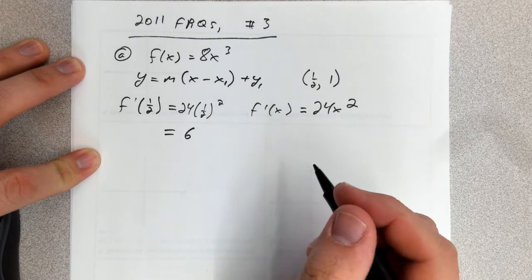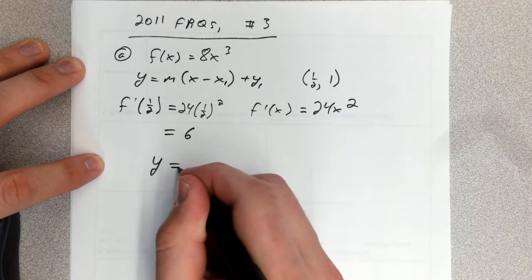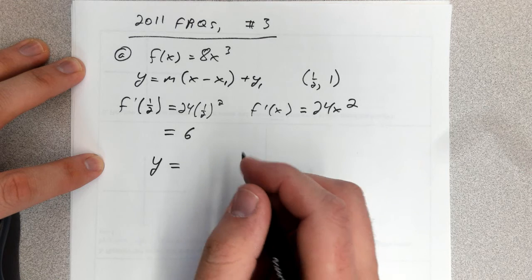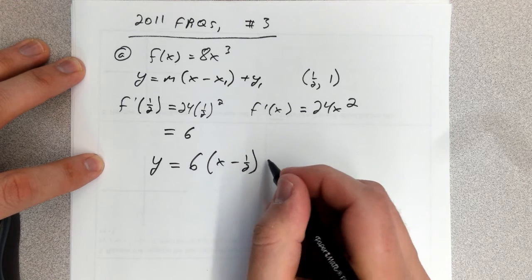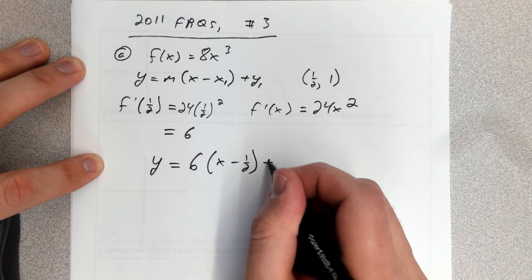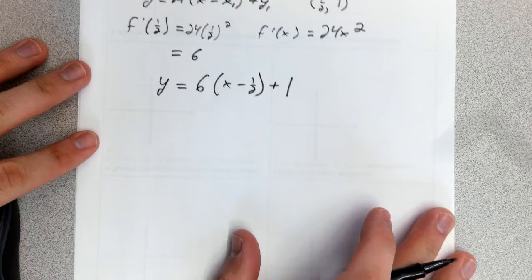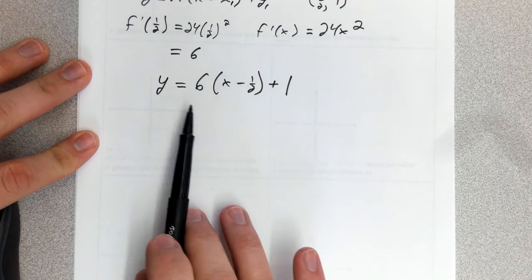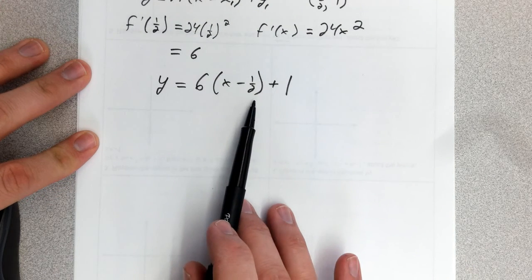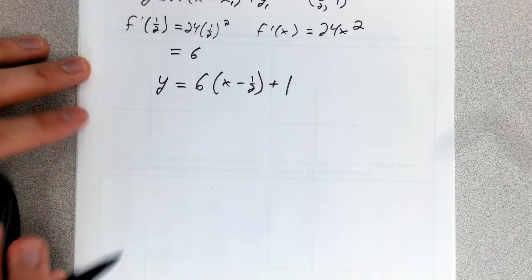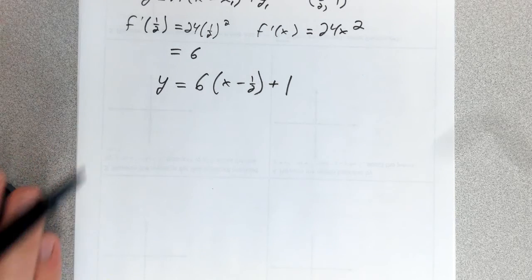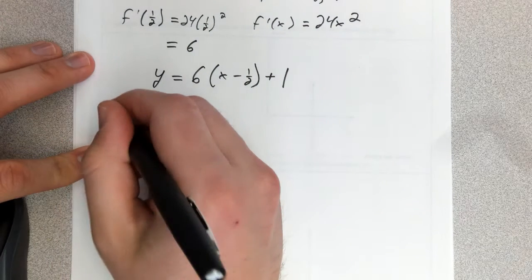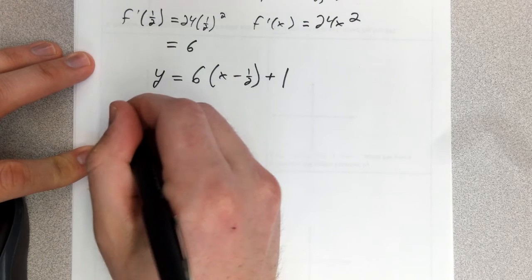Okay, so our final equation is just going to be y equals 6 times x minus 1/2 plus 1. Okay, so that's it for part A. And you can just leave it like that. They did on their answer key, they just left it like that, so that's fine. All right, part B then says find the area of the region.